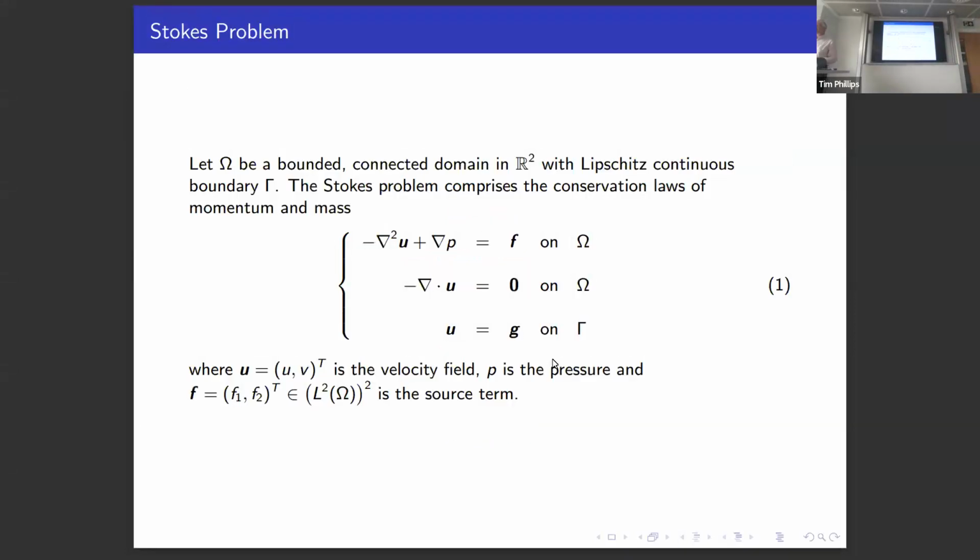Okay, so what is the Stokes problem? Let's start with a mathematical description of the problem. We have the mathematical statements of the conservation of momentum and mass with some prescribed Dirichlet boundary conditions on the velocity field defined in some nice domain omega with boundary gamma. So that's the Stokes problem. We want to find a solution to this problem in terms of the velocity and the pressure.